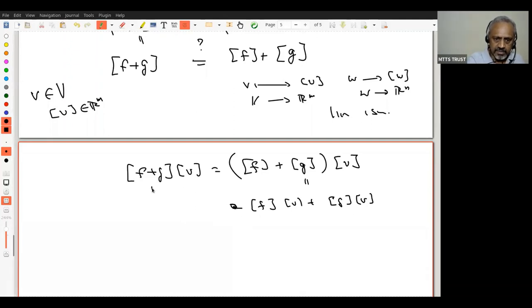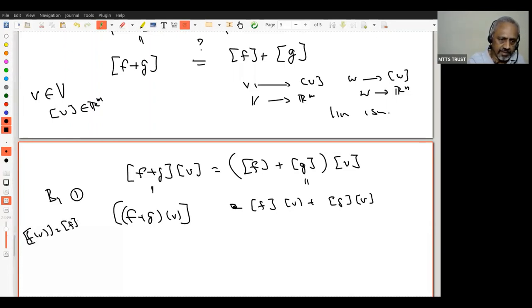Okay. What is this side? This side, just by definition, we have seen is nothing other than F plus G acting on B. This is by 1. What is 1? F of B is F acting on B. You understand? Using this, I have this. But what is (F plus G) of B? That is F of B plus G of B. This is by definition of addition of linear maps.